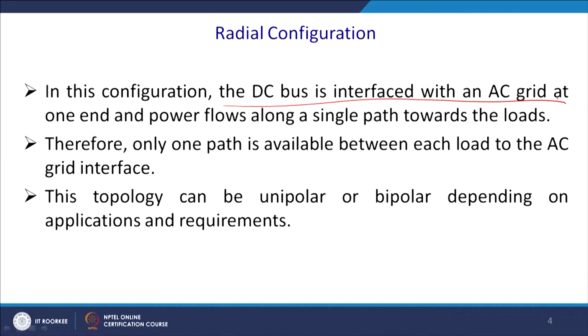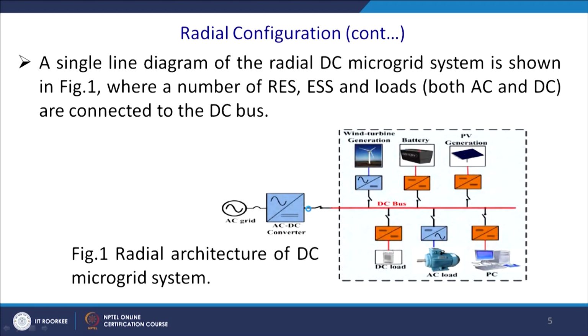In this configuration, the DC bus is interfaced with the AC grid at one end of the power flow in a single path towards the load, and loads are in the peripheries of the rings. Therefore, only one path is available between the load and the AC grid interface, and this topology can be unipolar or bipolar depending on the application you require. So, this is the configuration. Though I have drawn a straight line, ultimately it can be drawn in a circular form. The single line diagram of the radial DC microgrid system is shown in figure 1.